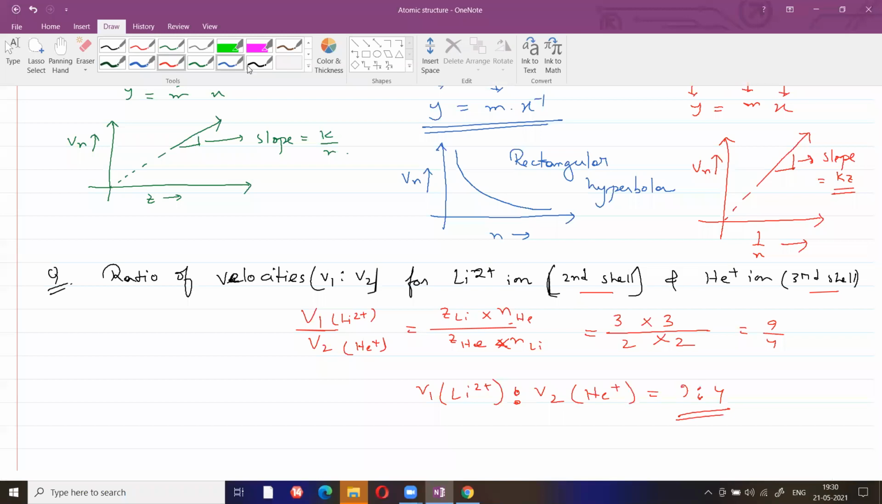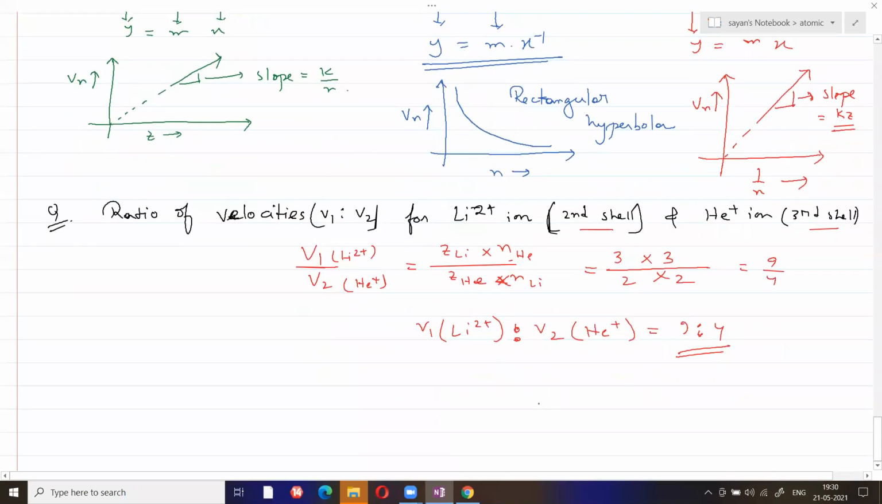No, sir. I got the same answer, but I did the method wrong. Okay. And this formula, nothing else. Okay. Another last question.